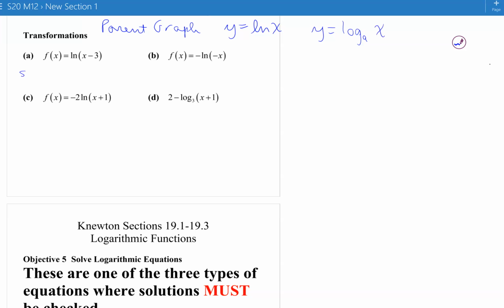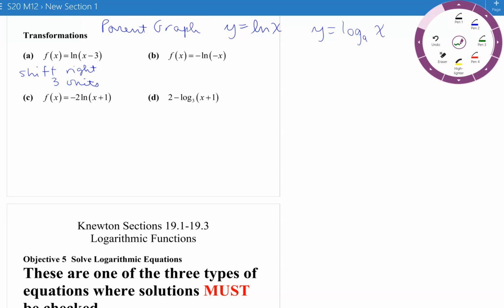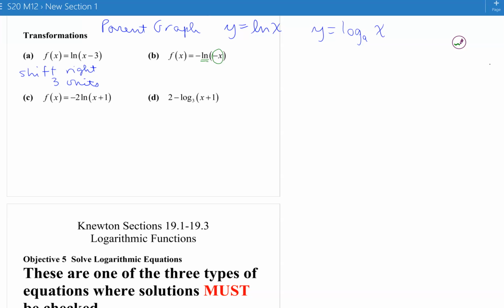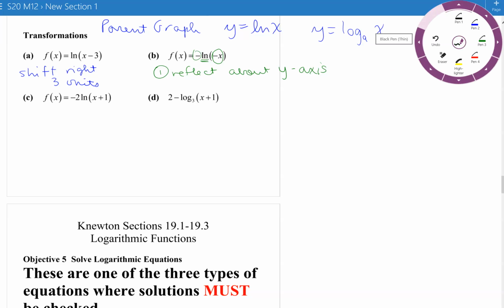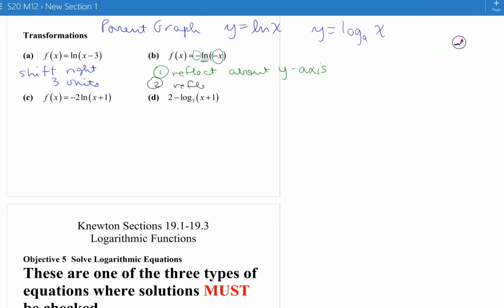So the first one, I see a minus 3 in with the x before I do the logarithm. So that's going to shift me right 3 units. That's the only transformation I see there. In the next one, I'm seeing the negative x before I'm doing the logarithm. That's going to reflect about the y-axis. And then the multiplying by a negative after the logarithm happens, that causes a reflection about the x-axis.